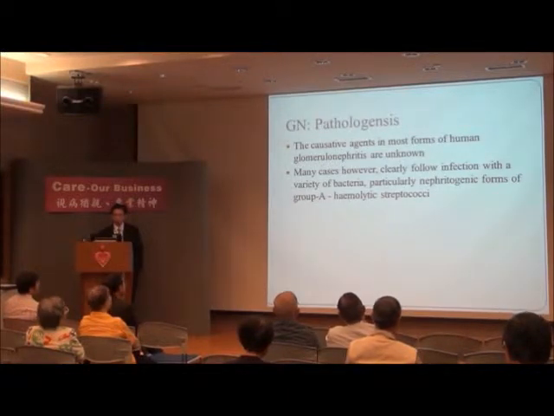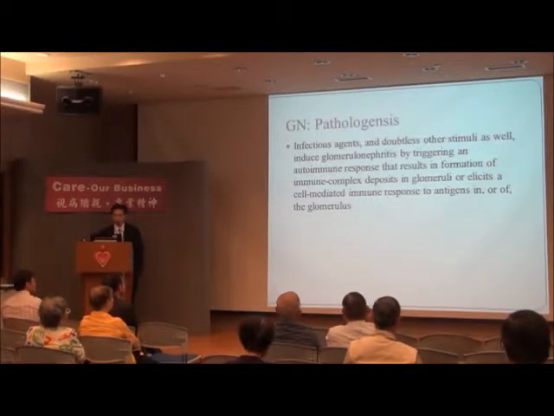For the pathogenesis of GN, most of the causative agents are actually unknown. Many cases, however, clearly follow infection with a variety of bacteria, particularly pathogenic forms of group A hemolytic streptococci. Infectious agents and other stimuli induce glomerulonephritis by triggering an autoimmune response that results in formation of immune complex deposits in glomeruli, or releases a cell-mediated immune response to antigen in or of the glomerulus.